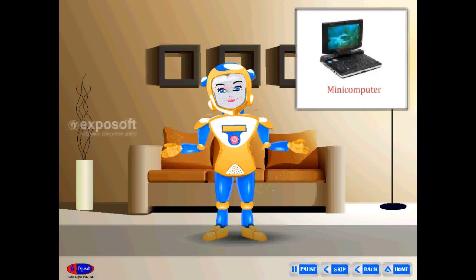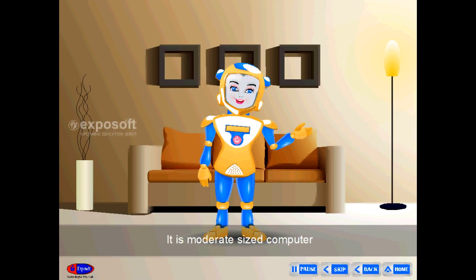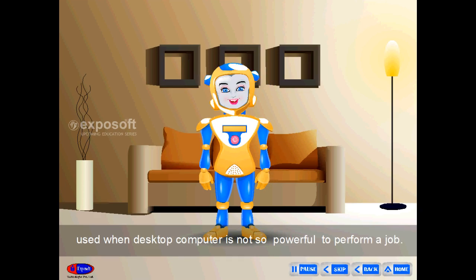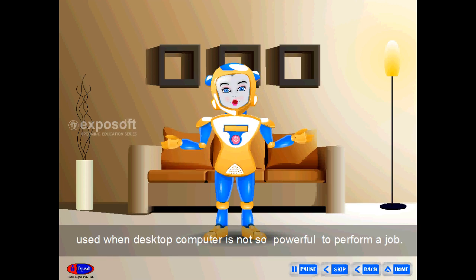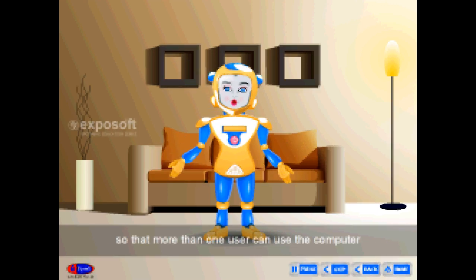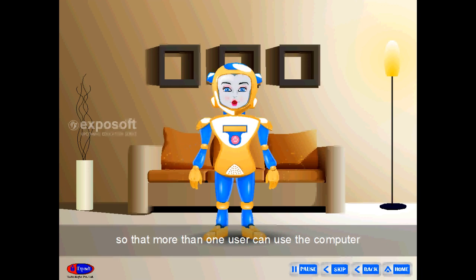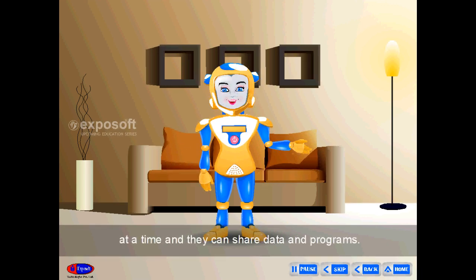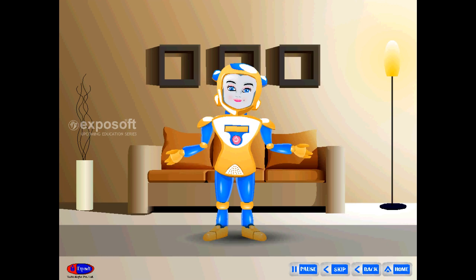Mini computers. It is a moderate-sized computer used when a desktop computer is not powerful enough to perform a job. It is attached to a number of terminals so that more than one user can use the program at a time and they can share data and programs.